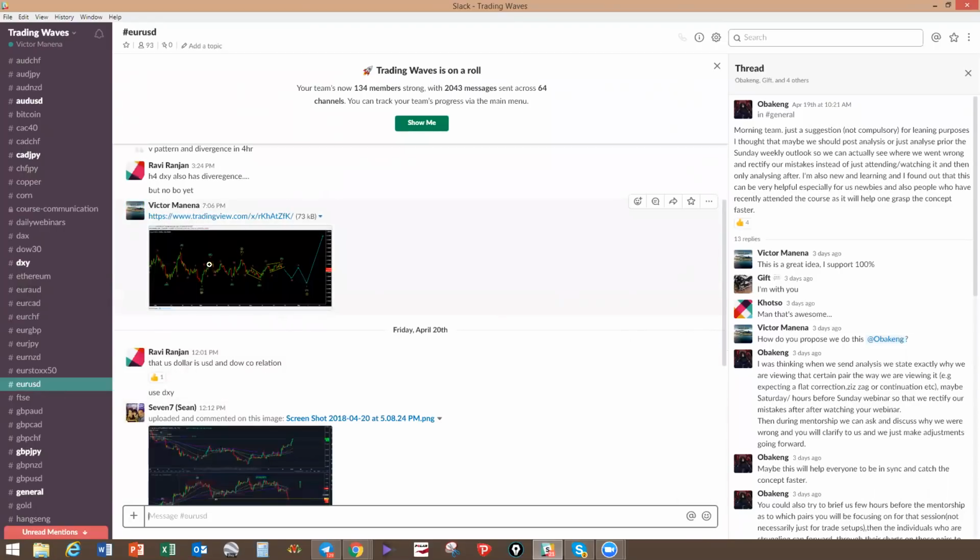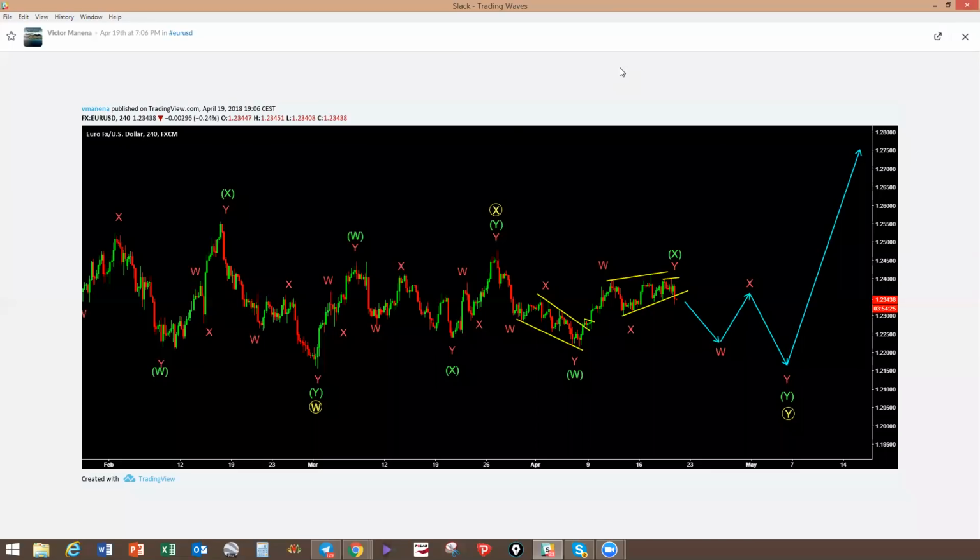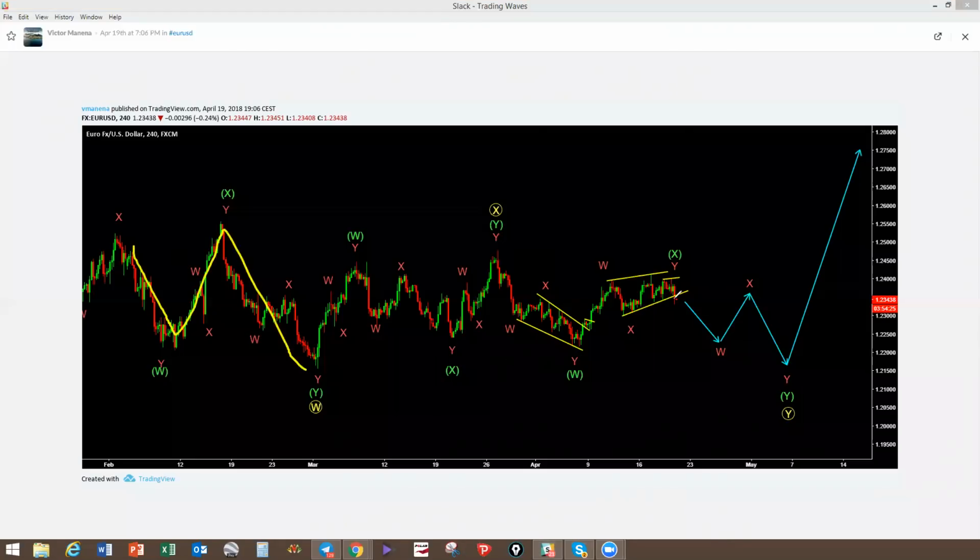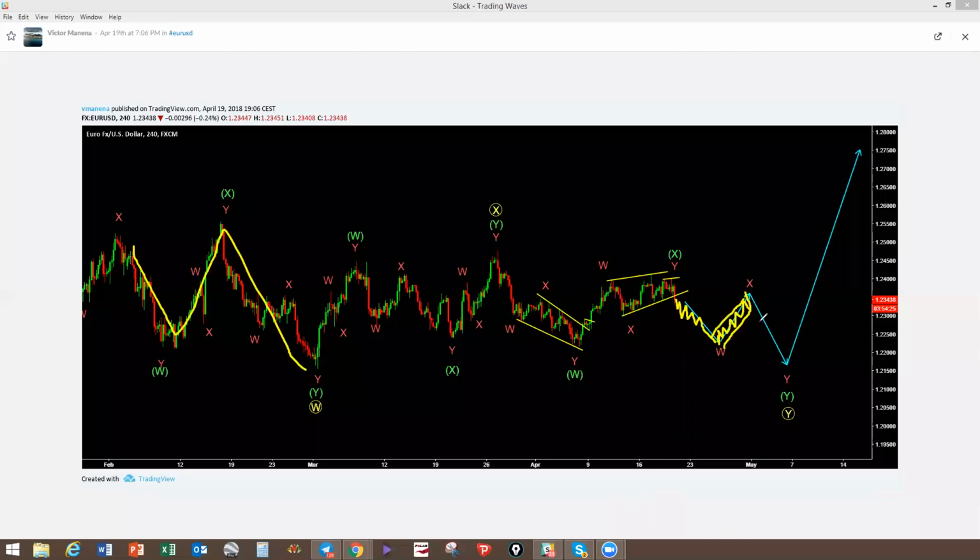and you can see that this was posted on the 19th of April before we had this move. We had all of that sequence labeled up, and we knew that we needed to get this move down. So we already got this move down. Now we want a correction. We don't know how deep it's going to be, but when it's complete, we know that we're going to get the last move to the downside. See, this is how it works.